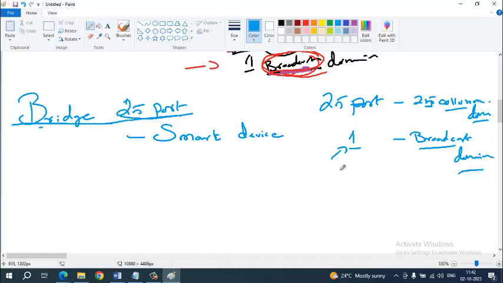So what we need to do is replace all the hubs with bridges. That's what they did actually. There is no more hub nowadays. We got bridges. A bridge is a smart device because it has 25 collision domains. What does that really mean? You already understood one side of it.